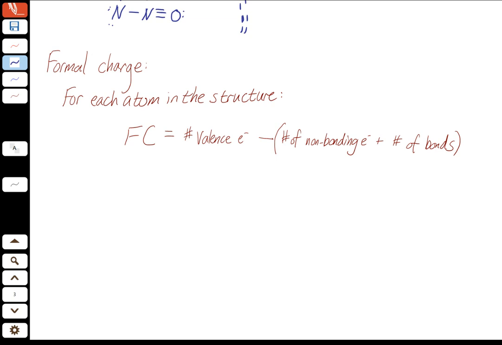And that gets us 0. So that says that that carbon has a neutral formal charge. Its formal charge is 0. Neutral formal charges are, generally speaking, the more stable way for an atom to be.